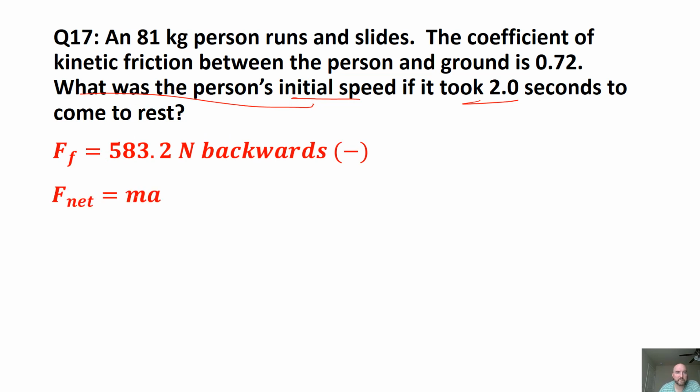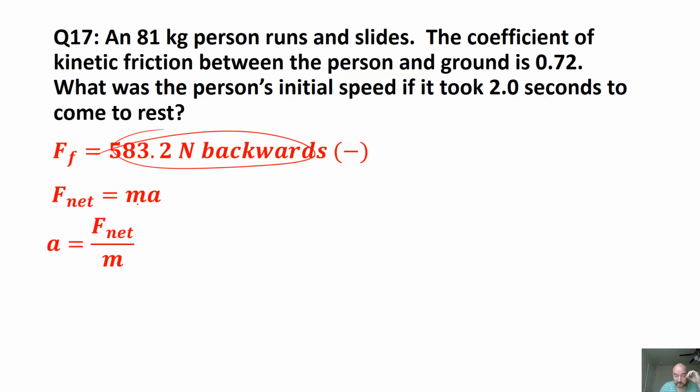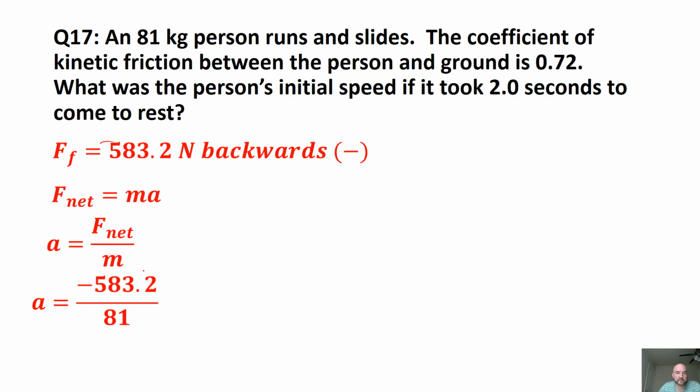So we have a net force, which equals mass times acceleration. This frictional force is the only force that's involved when this person's sliding. We're going to use that, and the mass, to figure out our acceleration. So there's that negative force, and once again I'm going to plug that negative in front of this, and we're going to have a negative number so we can see what negative acceleration or deceleration is occurring.